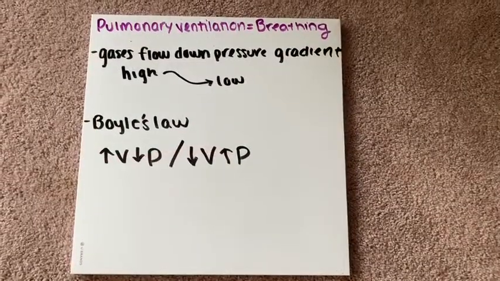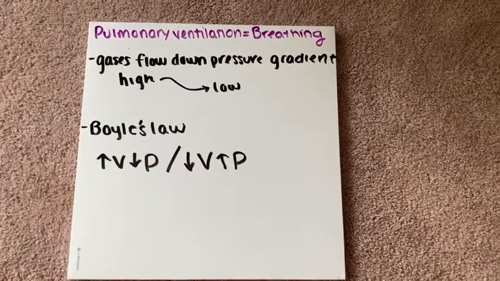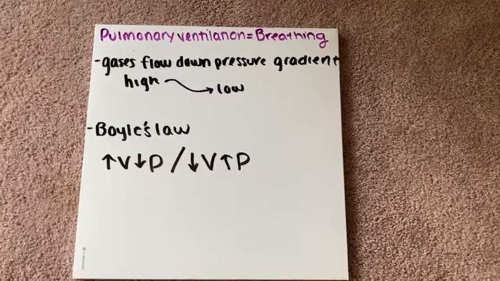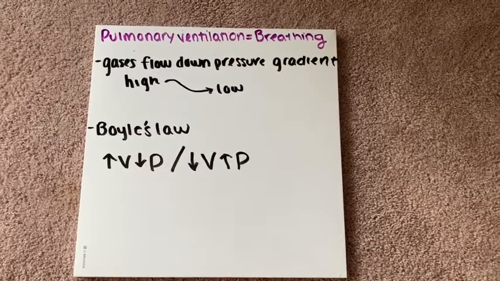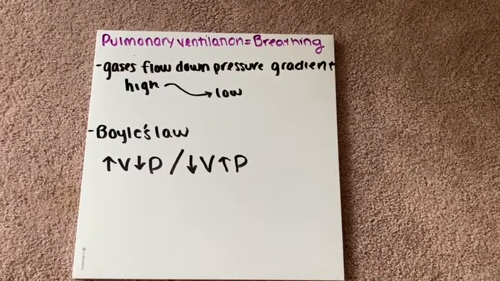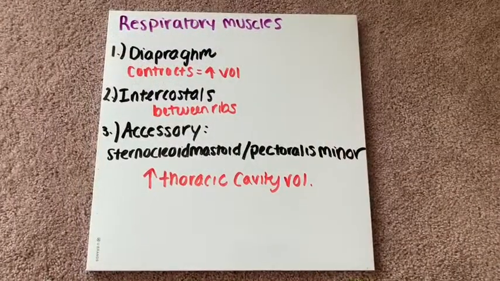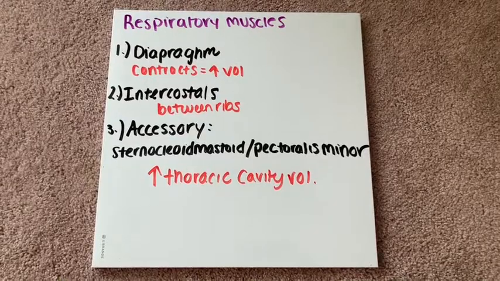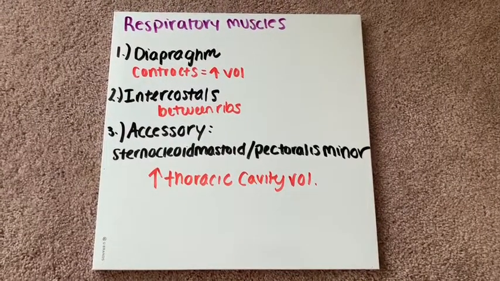Here we have pulmonary ventilation, which is also known as breathing. Gases flow down the pressure gradient from high to low. In Boyle's law, if the volume goes up, the pressure goes down. If the volume goes down, the pressure goes up. Respiratory muscles include the diaphragm, which when it contracts, goes down and increases the volume.